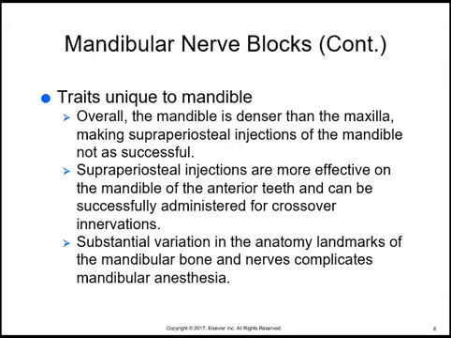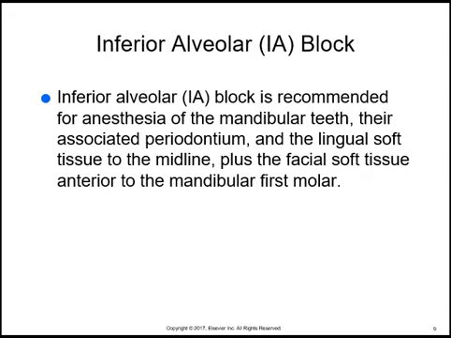The first block that we're going to go into is the inferior alveolar block. This is recommended for anesthesia of the mandibular teeth, their associated periodontium, and the lingual soft tissue to the midline, plus the facial soft tissue anterior to the mandibular first molar. Anterior to the mandibular first molar. That's important to remember.